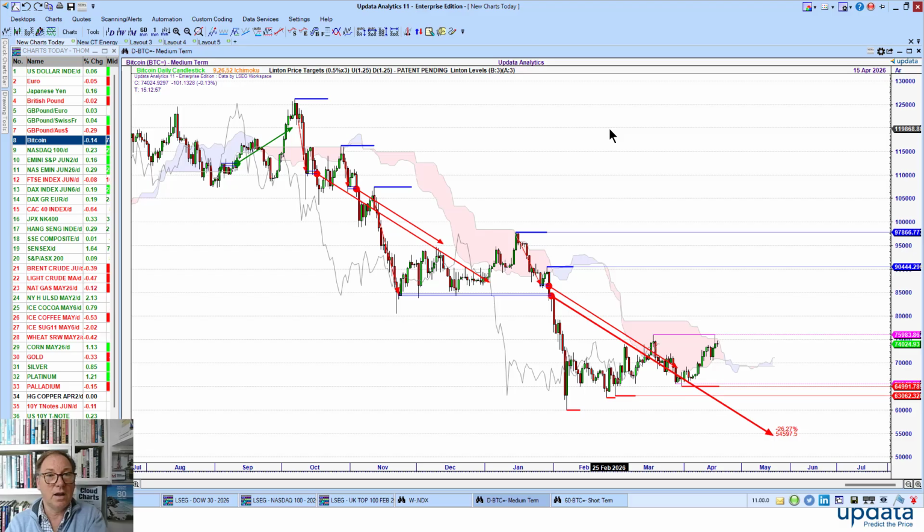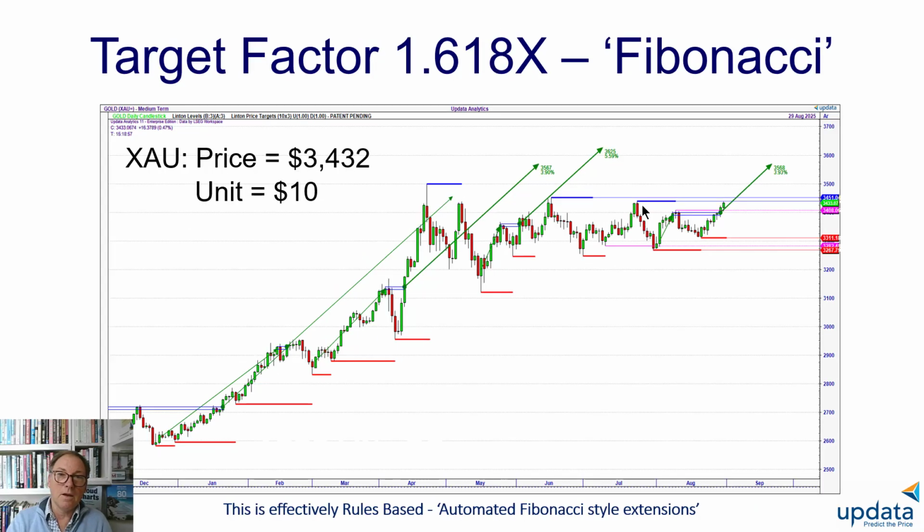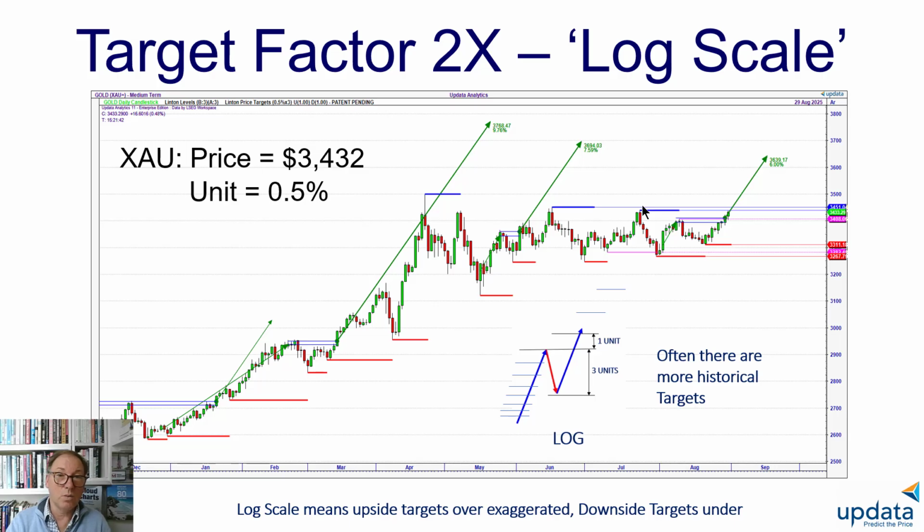And then if I go to pattern, the idea here is that the move into the pattern, the move out is equal. So you'd use a target of 1 maybe if you're trying to say, that's the pattern. Fibonacci, I mentioned you can use 1.618. 2 times is the classic point and figure one, and 2 times log scale, which will make those targets bigger to the upside and smaller to the downside.